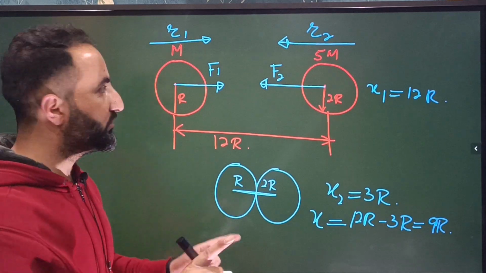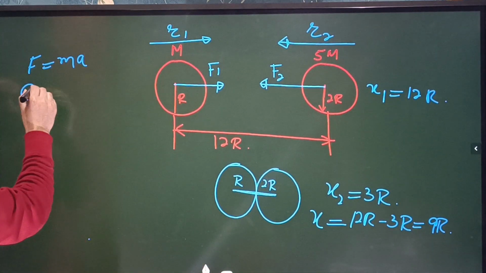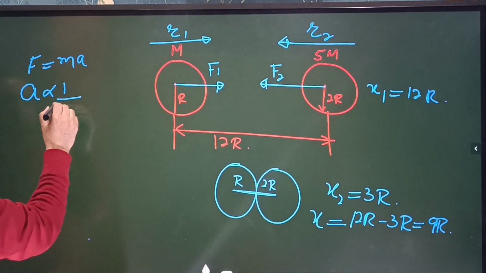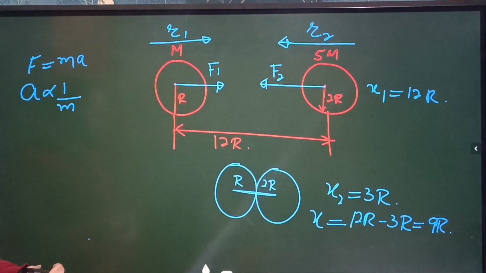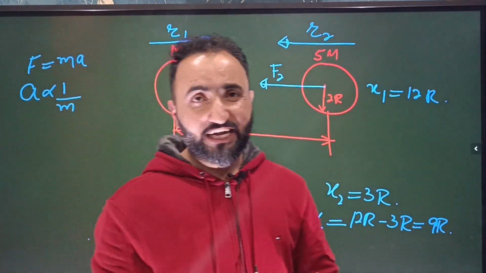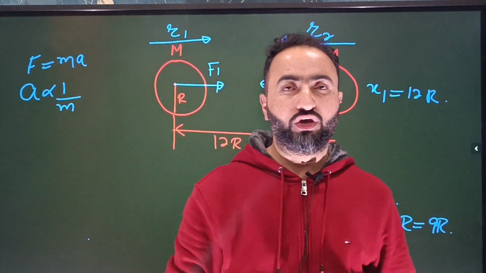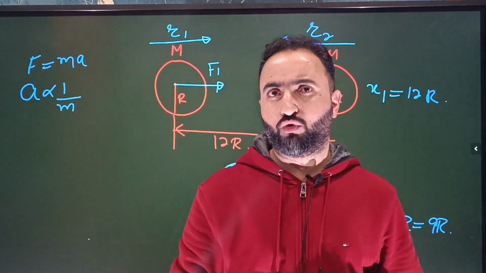The force is constant for both the particles. From there, what I can say is this acceleration is proportional to 1 divided by m, isn't it? तो इसका मतलब क्या है बेटा? जो लाइटर पार्टिकल होगा उसकी एक्सेलरेशन ज्यादा होगी और जो हैवियर पार्टिकल होगा उसकी एक्सेलरेशन कम होगी, obviously.